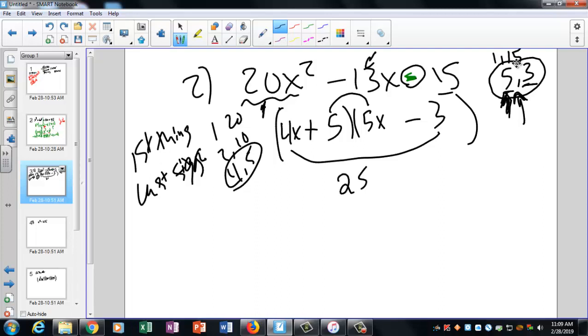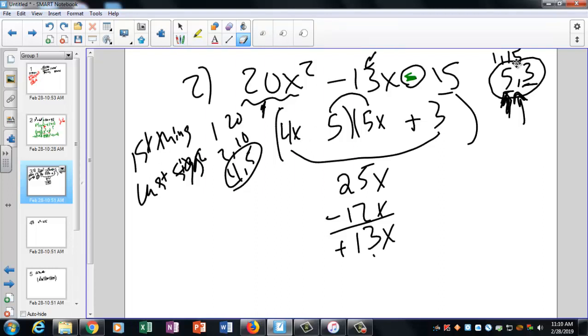5 times 5 is 25x. 4x times negative 3 is negative 12x. When you add those together, what do you get? 13x. Is that right? No, but it's close. When you get the wrong sign but the right number, all you got to do is go back and change these 2 signs. And now that'll make this a negative 25, make this a positive 12, which will then make this a negative 13. And that is correct.